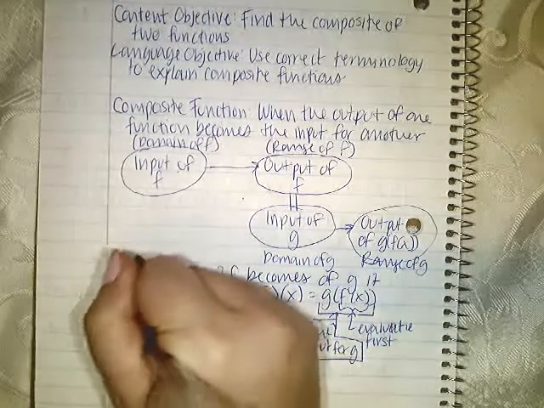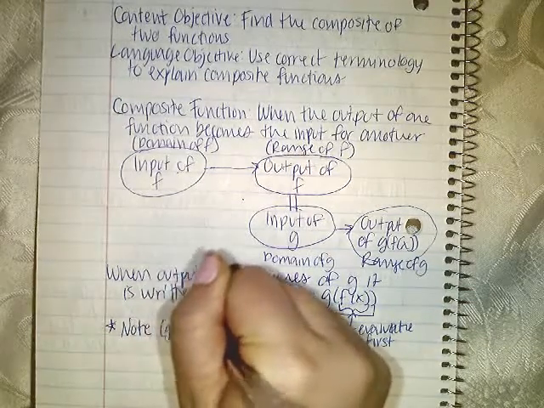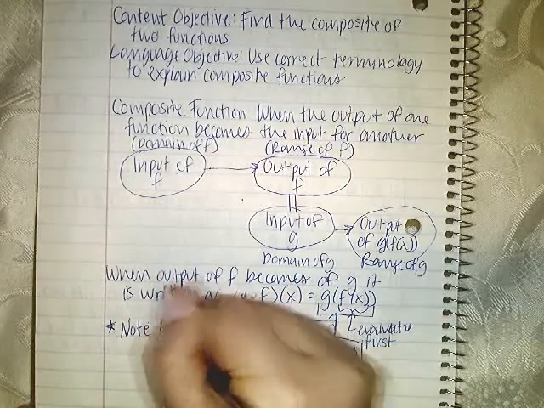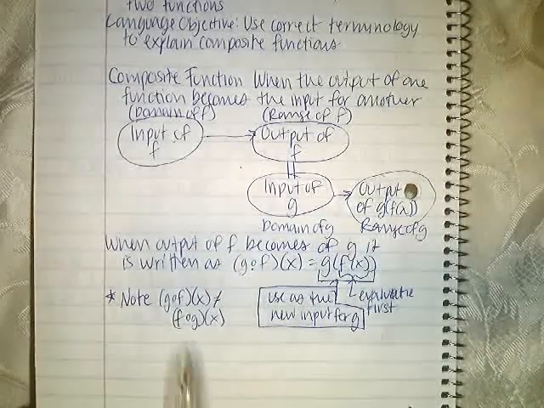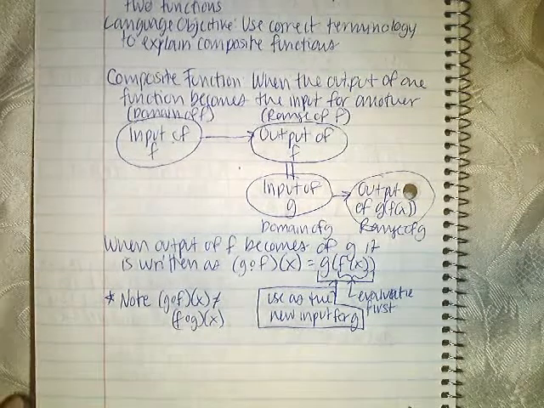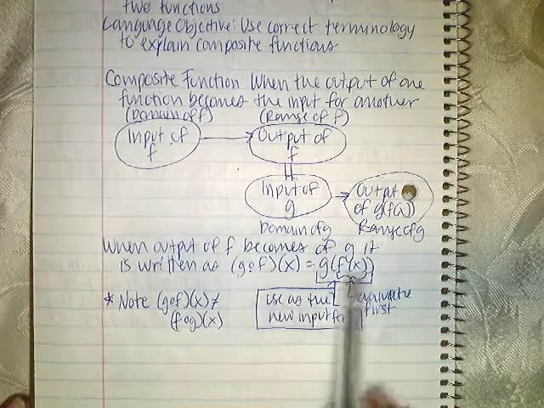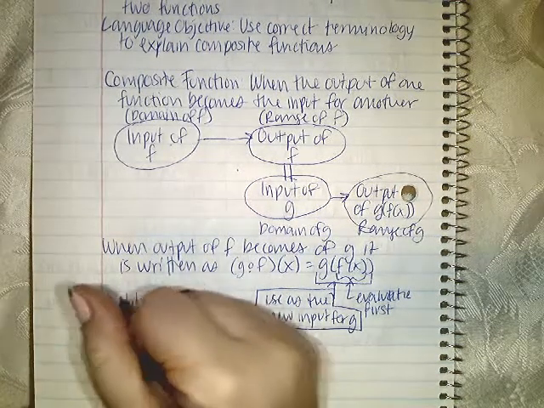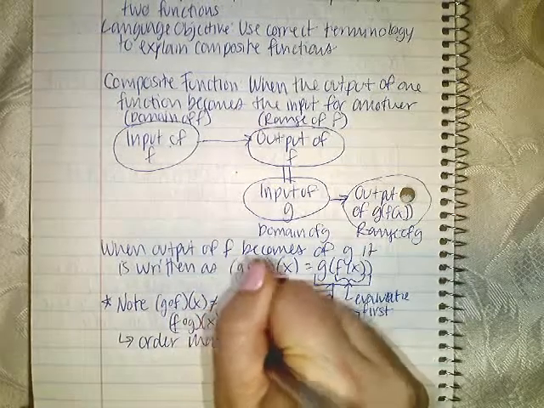One thing I want to note that's going to be important: g of f of x is not equal to f of g of x. The order in which you write them does matter. So g of f does not equal f of g. They are not the same thing. Plugging in f to g is not the same as plugging g into f. So make sure that you know the order matters.